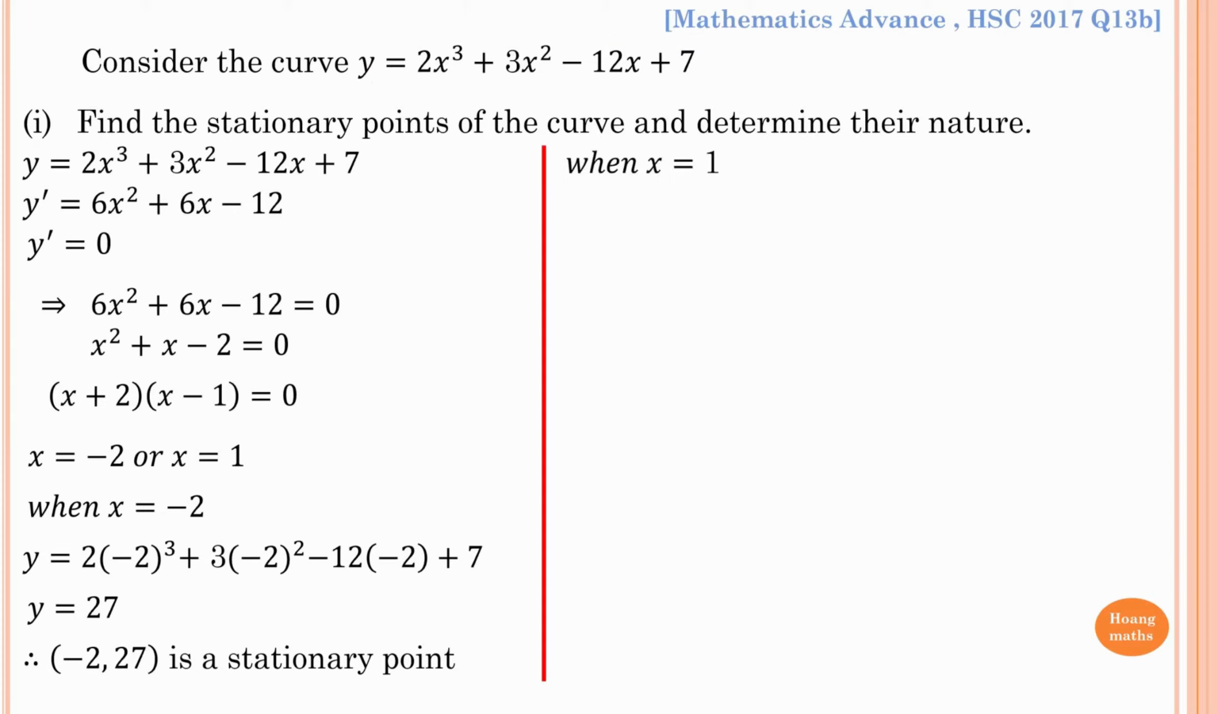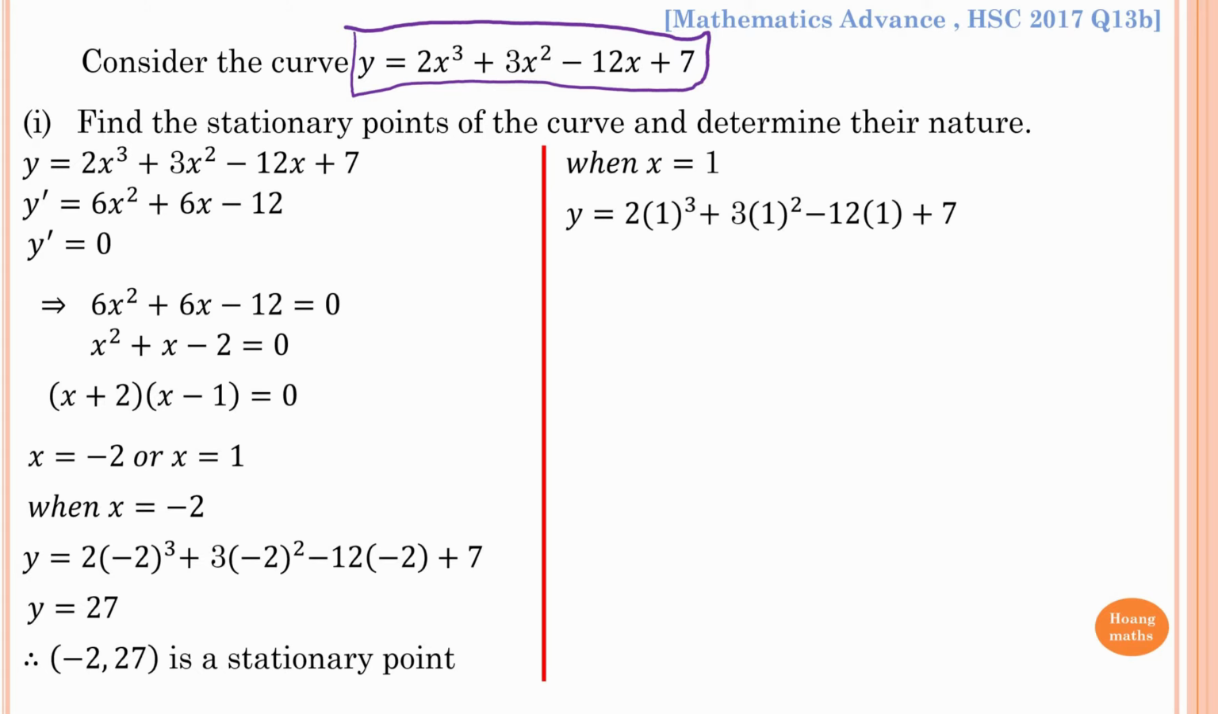When x is equal to 1, again we just substitute the x value into the function to find the value of y. Substituting in gives me 0. So this means that (1, 0) is a stationary point. Now we have the stationary points (minus 2, 27) and (1, 0).